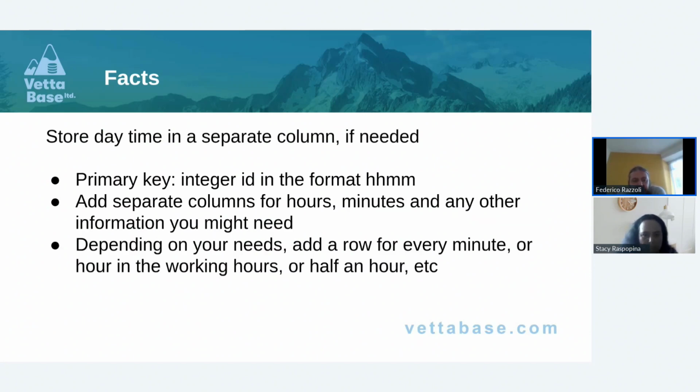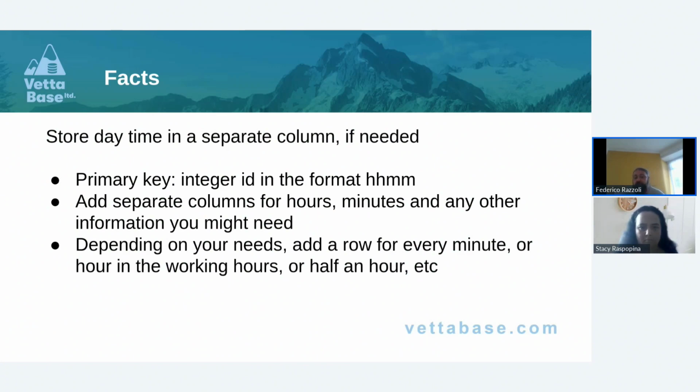And then the next column, as I said, is the time of the day. And again, it doesn't have to exist. It should exist if it makes sense. If it exists, the primary key should be an integer in the format hour, minute. And then you will add separate columns for hours, minutes, and any other information you might need. For example, if it is a working hour or not, if it is lunch pause or not, or whatever.